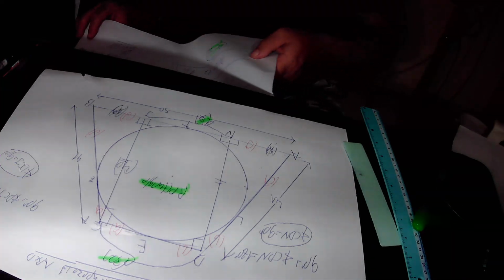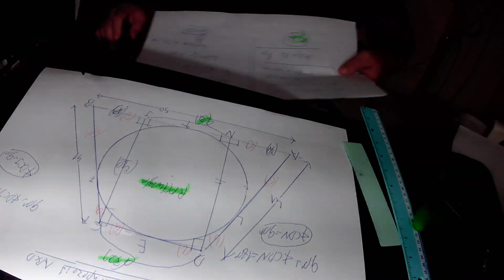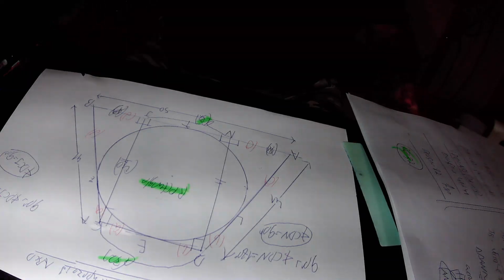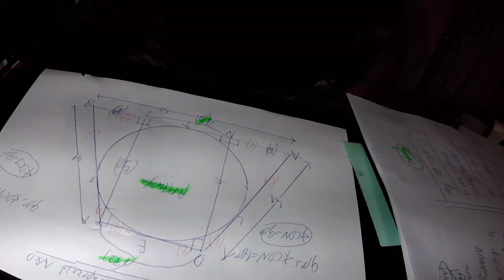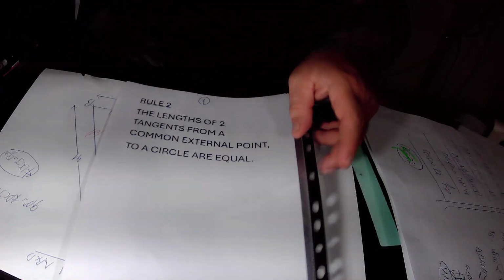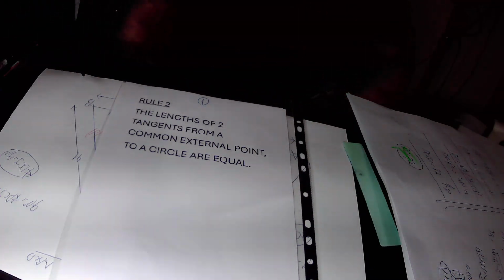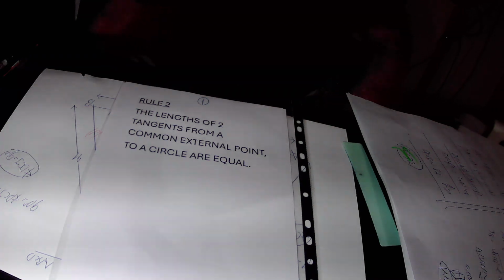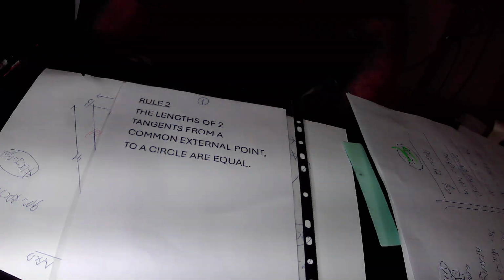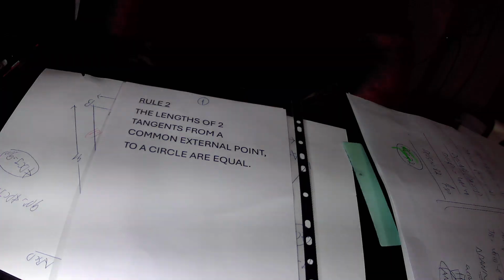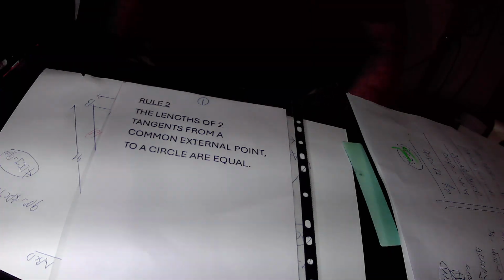First of all, we implemented rule 2 in our drawing. A bit quickly on rule 2. According to rule 2, the lengths of two tangents from a common standpoint to a circle are equal. Repeat again. The lengths of two tangents from a common standpoint to a circle are equal.